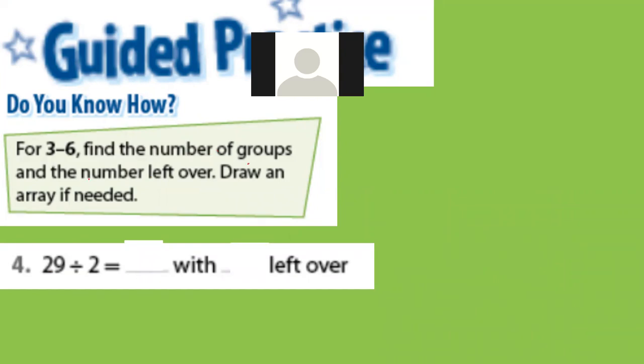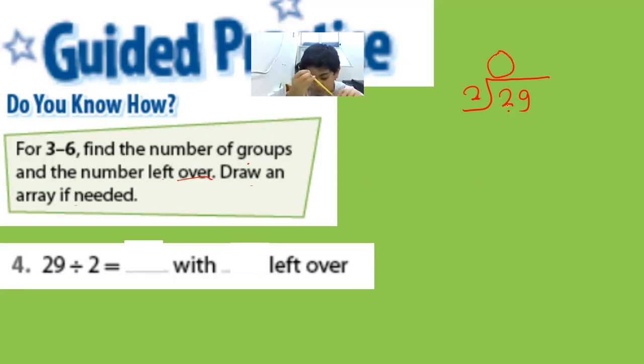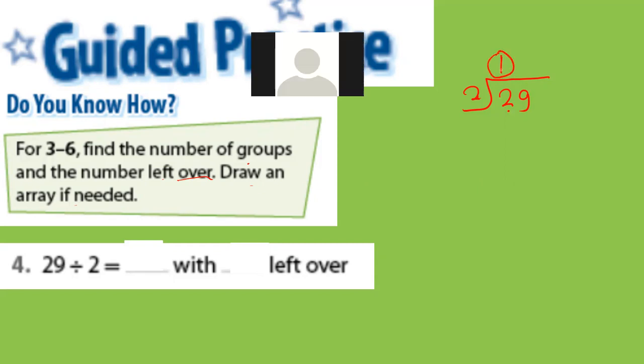Hurry up, Yasin. Find the number of groups and the number left over, and draw an array if needed. Okay, I'm not going to draw anything. Just divide 29 divided by 2. We will start from here, Yasin. 2 divided by 2 equals what? I need to divide. 2 divided by 2, what is it?